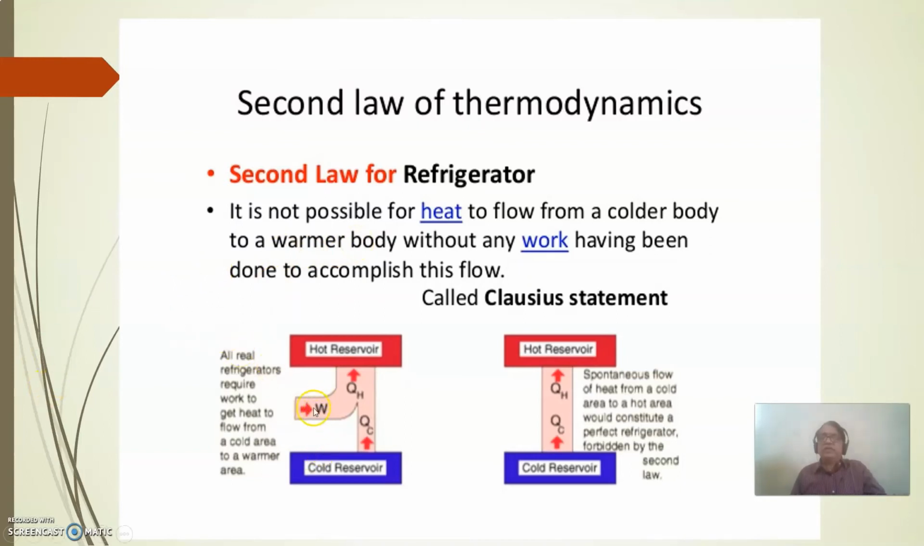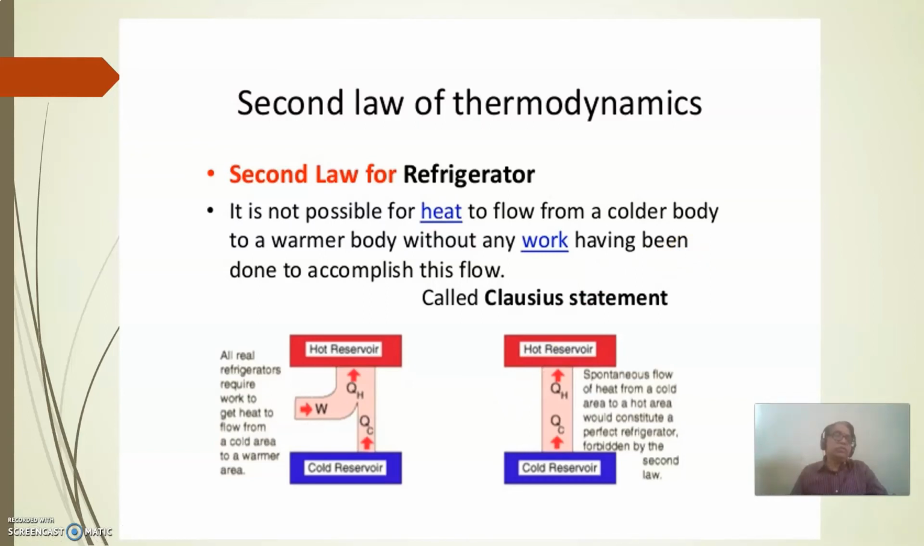Here you can see all real refrigerators require work to get heat to flow from the cold area to the warm area. So this work done plus QC is equal to QH. QH is the hot reservoir, the heat rejected. QH must be equal to the work done plus QC. So we are not going to have spontaneous flow of heat from the cold area to the hot area without any work or compressor. Is it clear? This is about the second law, the Clausius statement.